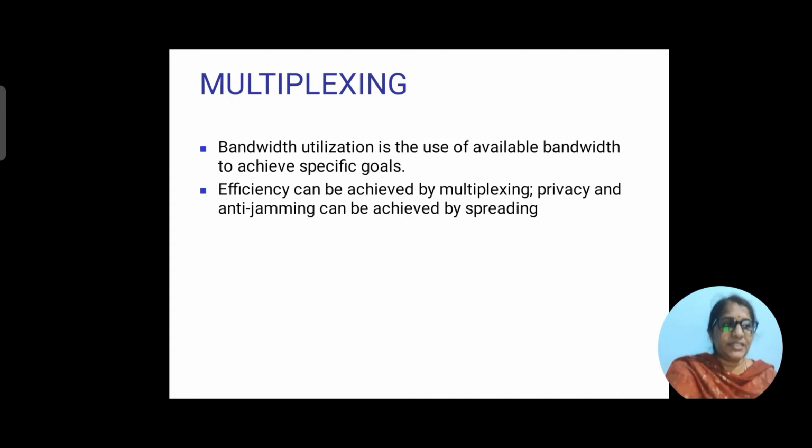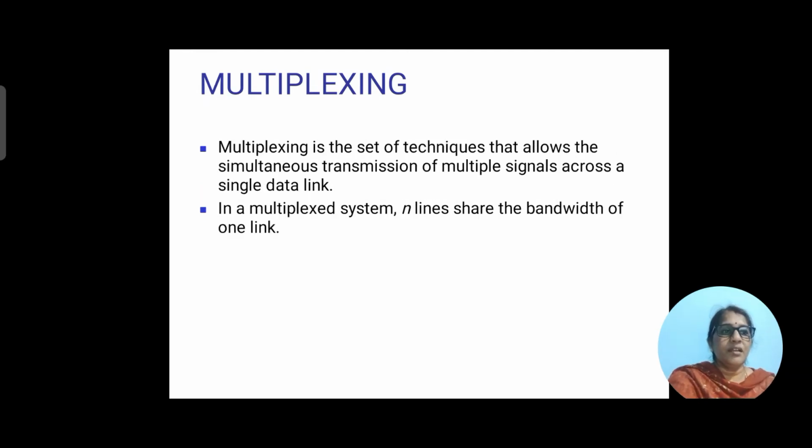Bandwidth utilization is the use of available bandwidth to achieve specific goals. Efficiency can be achieved by multiplexing. Privacy and anti-jamming can be achieved by spreading. Multiplexing is a set of techniques that allows the simultaneous transmission of multiple signals across a single data link. In a multiplexed system, n lines share the bandwidth of one link.